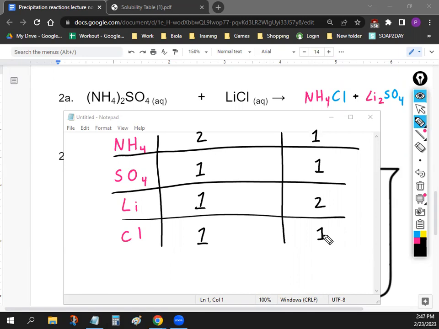It'll just take some practice. You guys already learned this, so it'll probably come back a little faster than if you were learning something new. Okay, so the things that are not balanced are NH4 and Li. So let's start with NH4.